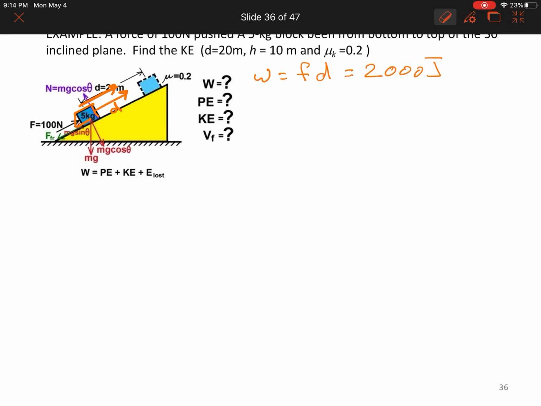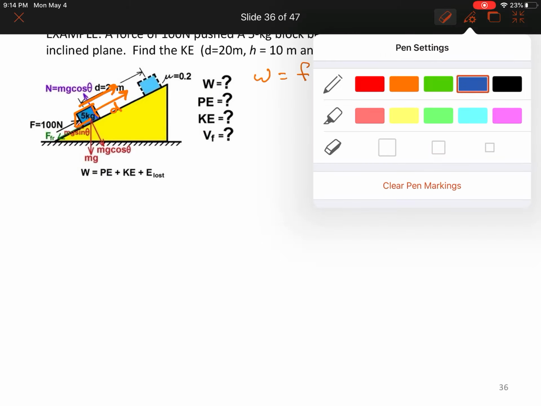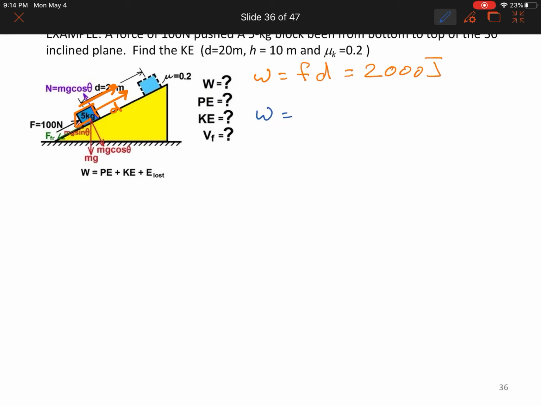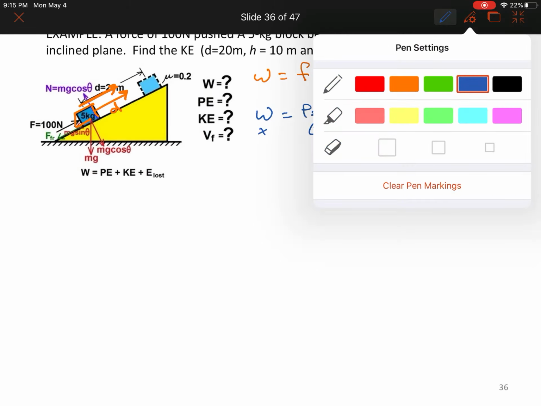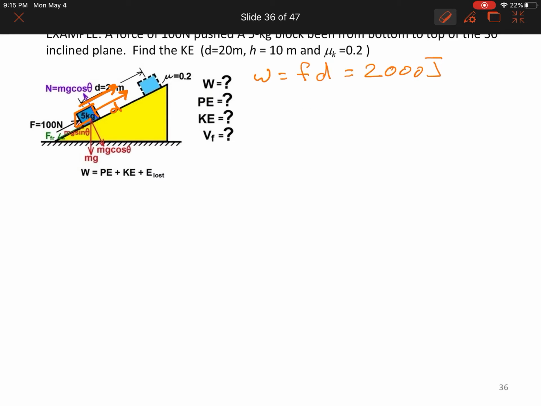Remember, the major equation here today that we need to look for is work equals potential energy plus kinetic energy plus energy lost. In that case, you have to understand that potential energy plus kinetic energy plus work friction, all three of them should equal work. So we know now work is equal to 2000 joules. Let's go ahead and find the other parts of the equation.